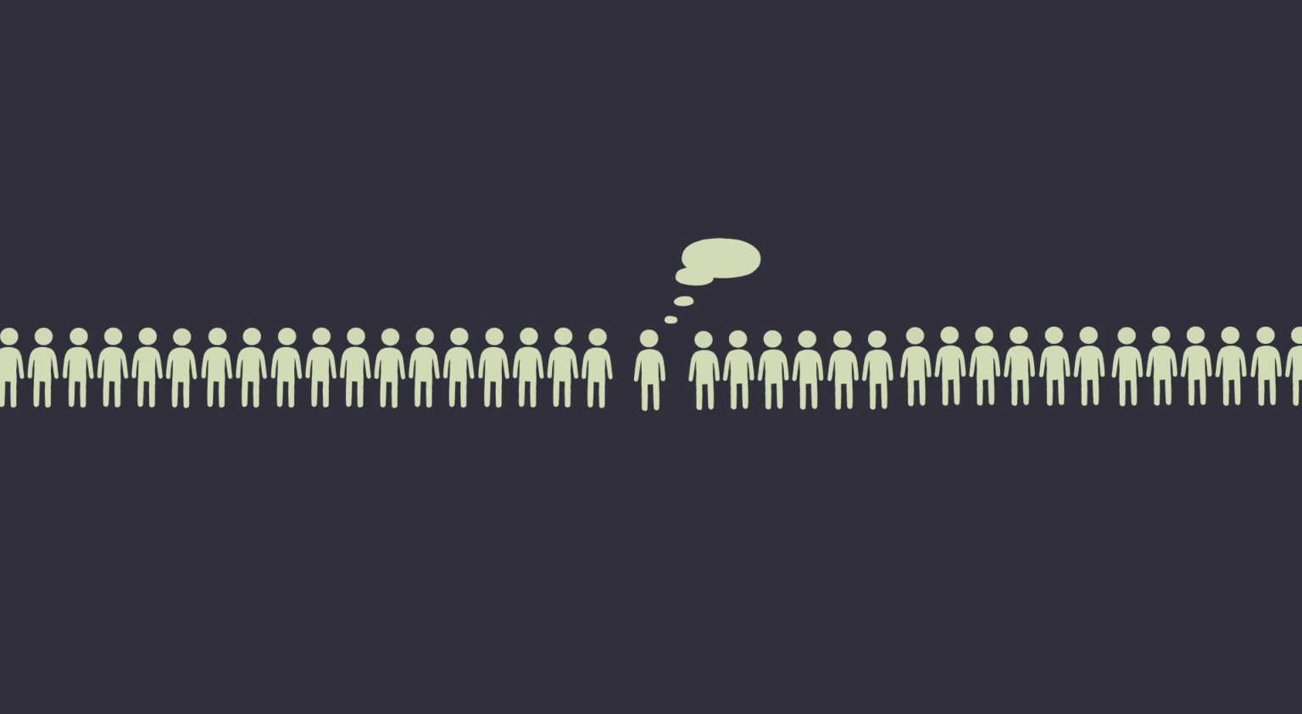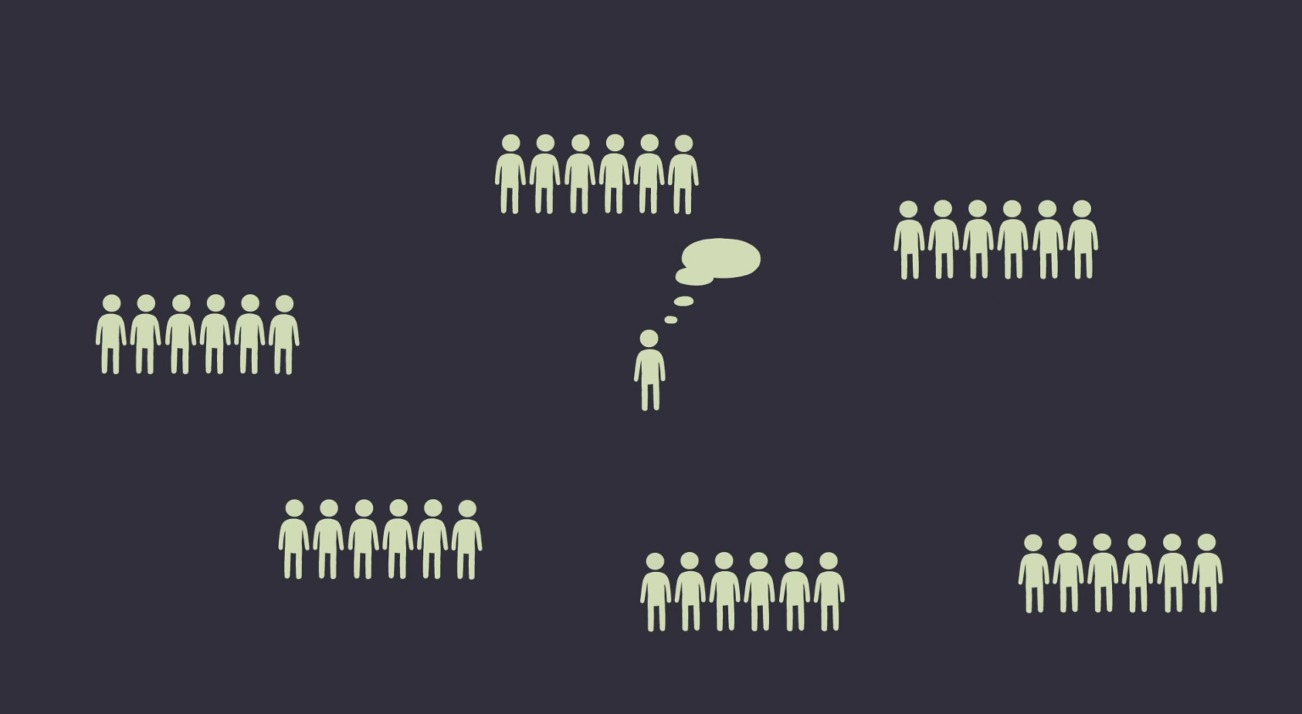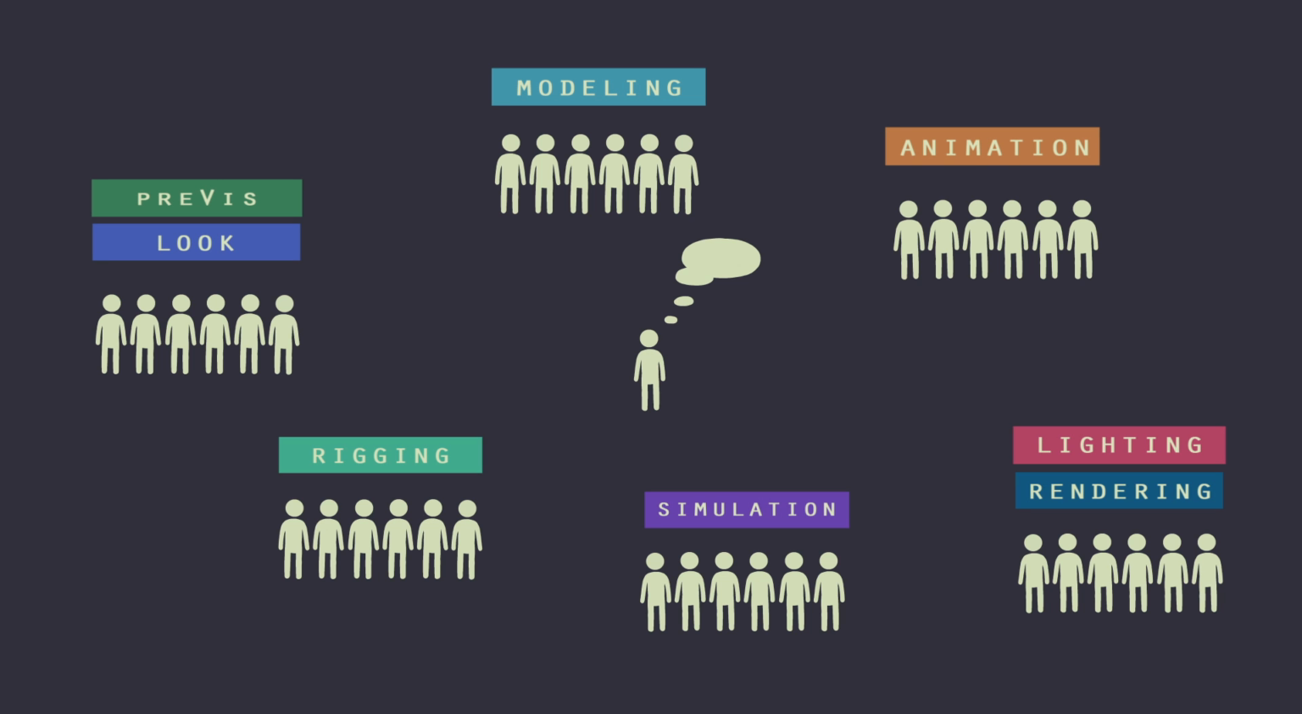Every animation starts with an idea. It usually takes a huge community of artists to see an animation through production. These artists are separated into teams called departments. Each department has a specific purpose to help build the final animation. This system is called the animation production pipeline.